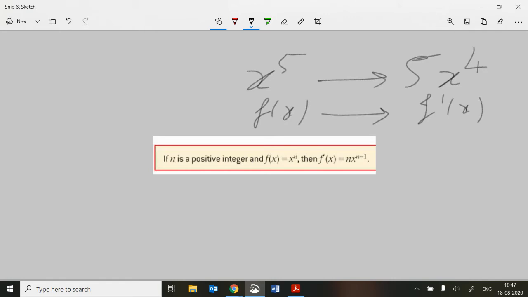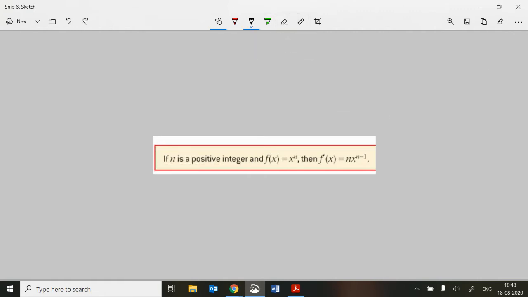Now, obviously, not all functions look like this. So this is just a particular rule for polynomials, or in fact, for negative or rational powers as well. It says that n is a positive integer here, but this also works for negative and rational powers. We're going to prove it for positive integers by considering the binomial expansion for positive integers.